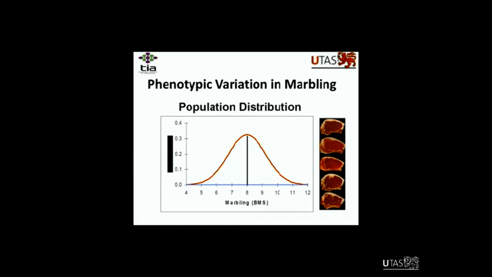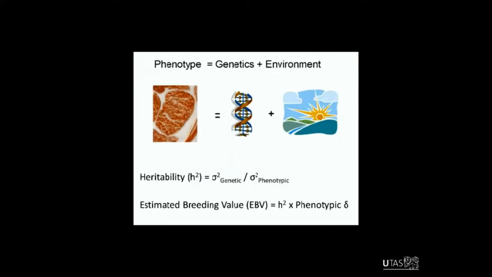So if you're going through a normal population distribution, you would have this bell-shaped curve where the majority of the animals might fall within the middle. But along the line, you might be able to identify animals that are on the two extremes, some at the high extreme here, and some at the high extreme around here. So the variation gives us that tool to be able to carry out selection.